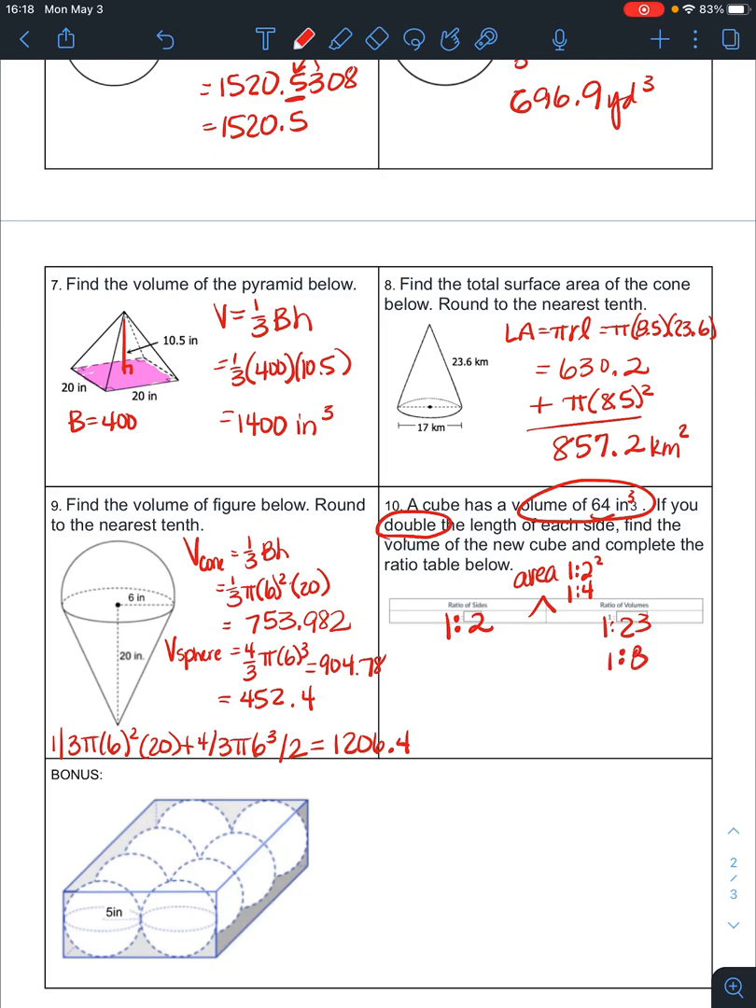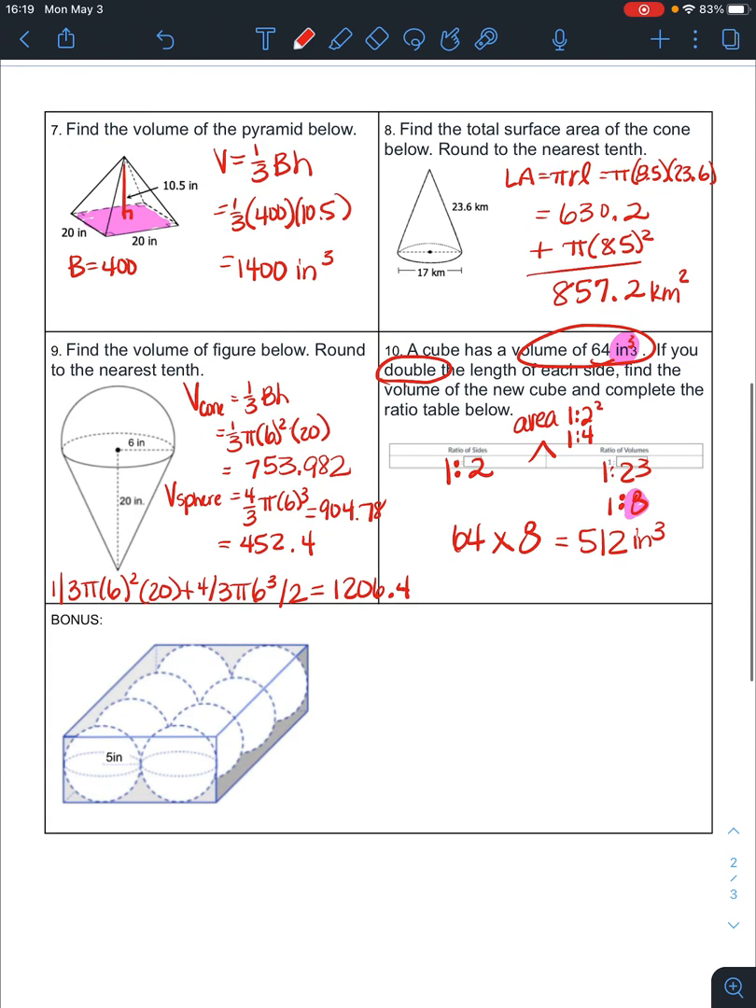And the easiest way to think of that is your units of measurement. Look at those units of measurement. It's cubed. So you take your original volume, 64, and you multiply it. So this is your multiplier, right? Times 8. So you just take 64 and you multiply it by 8, and that gets you your new volume, which is 512 inches cubed.